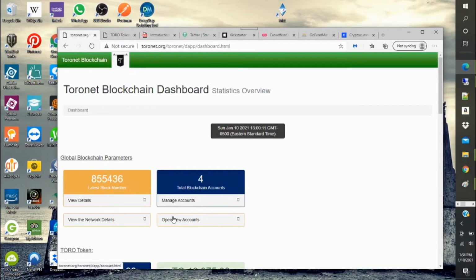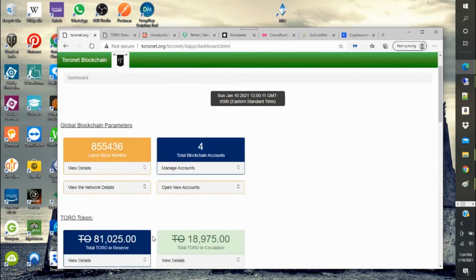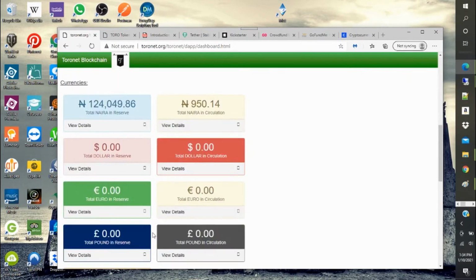And now the Toronet follows the same principle of the stablecoin, and here we have several stablecoins that are supported. There's the pound, meaning if you bring £100, you could get £100 stablecoin version on the Toronet network, and the same thing with the euro, and the same thing with the dollar, and the same thing with naira.